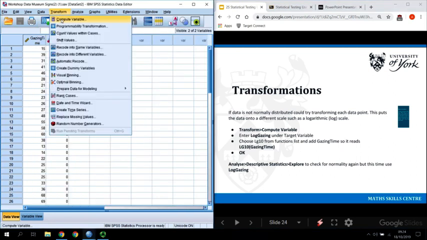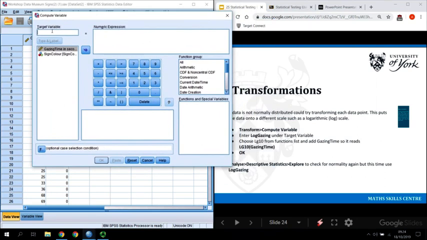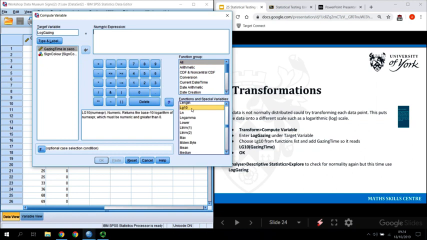So to do that, we go to transform and compute variable. We're going to create a new variable, so a new column. So we need to tell SPSS what we want to name that column. I'm just going to call it log gazing. And then I'm going to choose the function log from this list. So it's LG10. And it gives you an explanation there. If we double click it, it'll jump up there. And it's asking us, what do you want us to take the log of? Well, we want it to take the log of this variable here, this scale data, gazing time here.